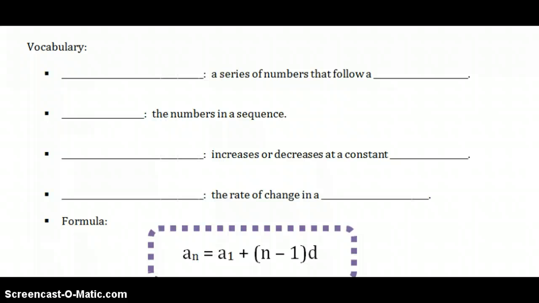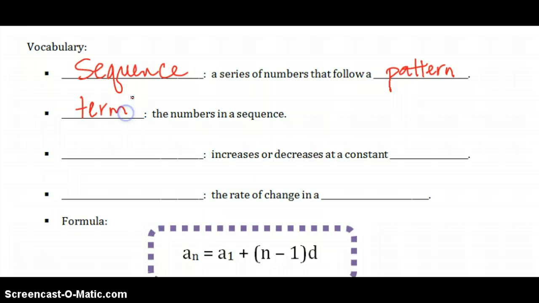Okay, today's lesson is from Chapter 3, Section 5, where we're going to be talking about arithmetic sequences. And they will be linear because that's what this chapter is all about, linear functions. So, arithmetic sequence. A sequence is a series of numbers that follows a pattern. That is the definition of a sequence. All right, a term is the number in a sequence.